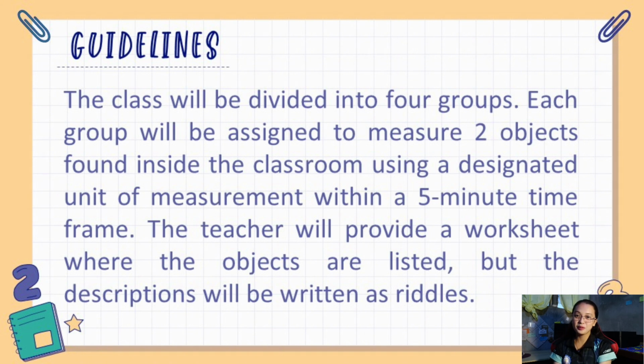First, the class will be divided into 4 groups. Each group will be assigned to measure 2 objects found inside a classroom using a designated unit of measurement within a 5-minute time frame. The teacher will provide a worksheet where the objects are listed, but this will be the twist. The descriptions will be written as riddles.